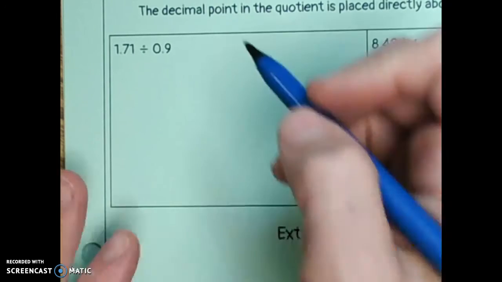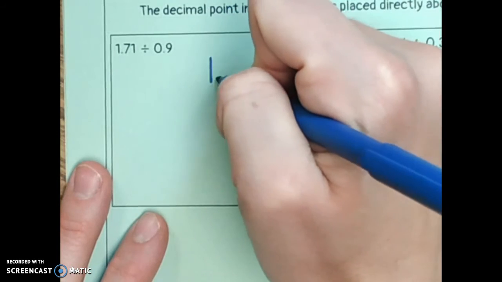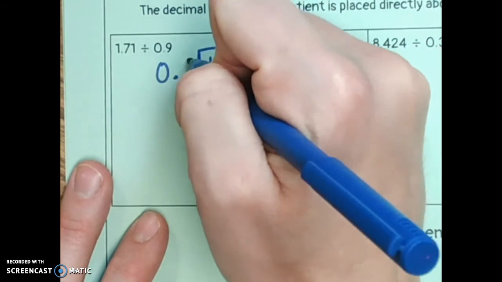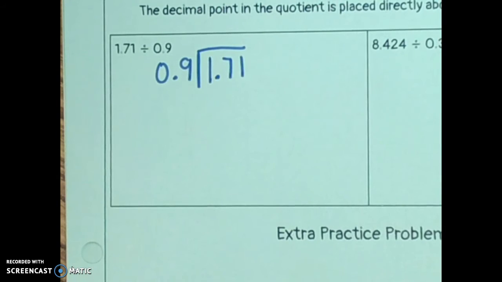Okay, so we're going to set it up just like before. We go 1.71 divided by 0.9. Wait, why are we doing this side? We're doing both of them today because you're having a review on Monday and a review on Tuesday. Wait, aren't we having a test? Yeah, that's why I didn't say we're doing anything tomorrow.